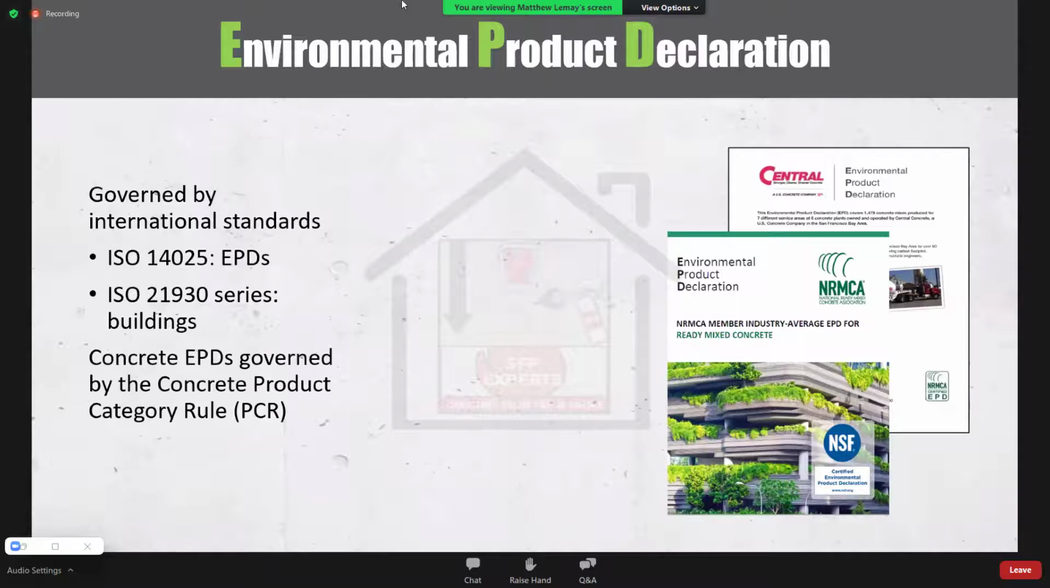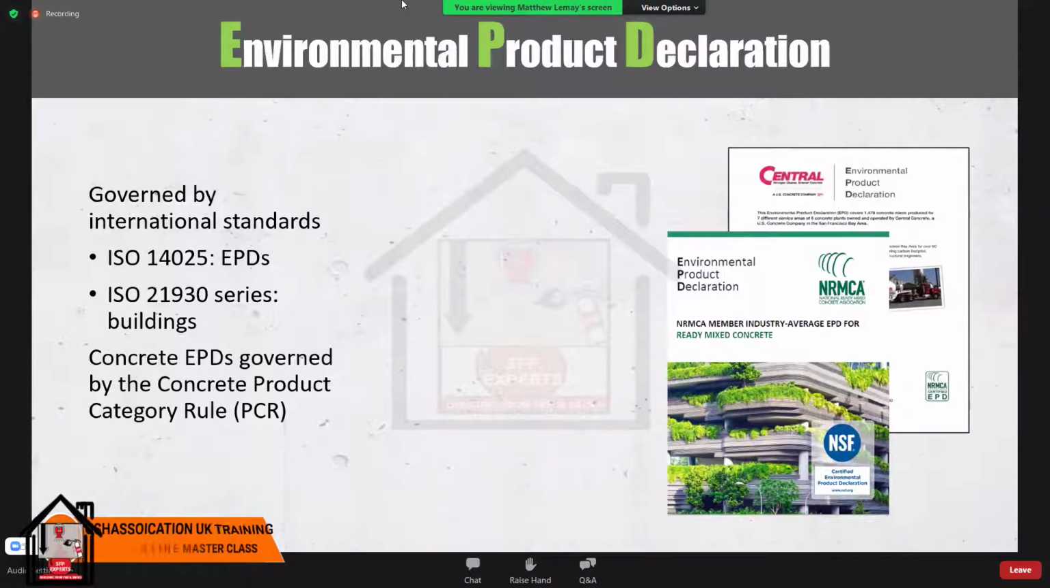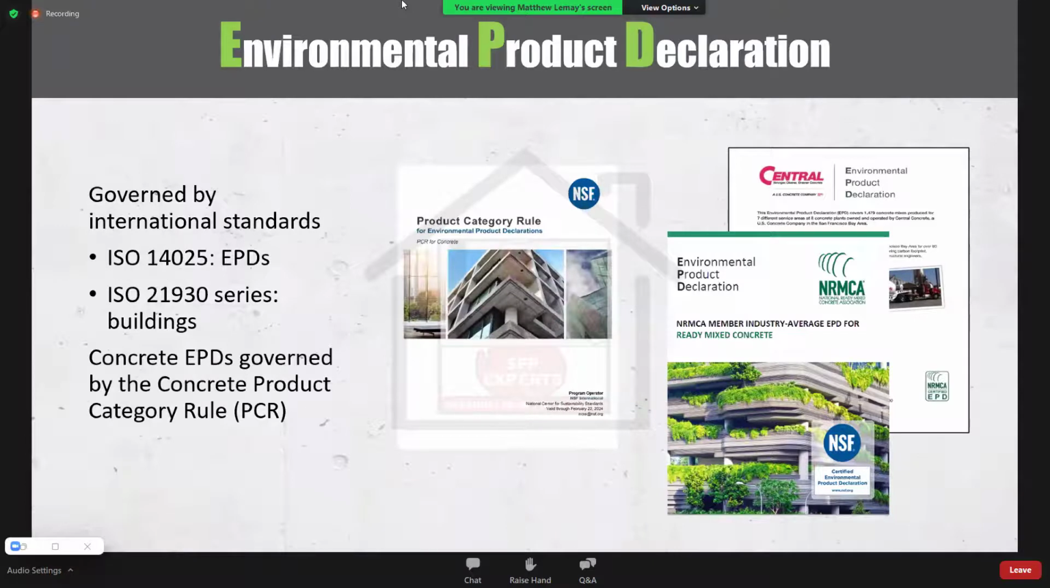Like LCAs, EPDs are also governed by international ISO standards. But in addition, EPDs for concrete are governed by something called the PCR, or Product Category Rule. This is a set of rules to determine how EPDs are formatted and the data that they report specific to ready-mix concrete. And NRMCA takes a leading role on the committee which develops and publishes the concrete PCR for EPDs.